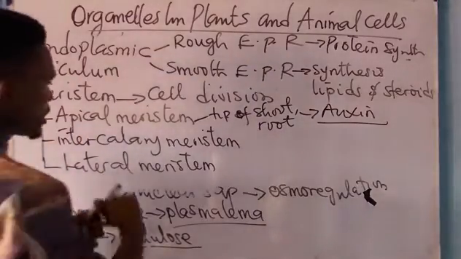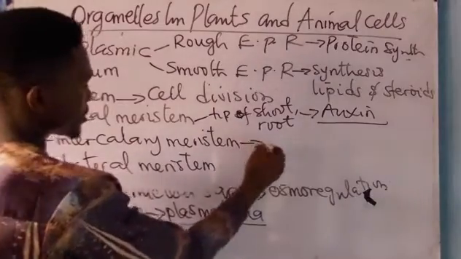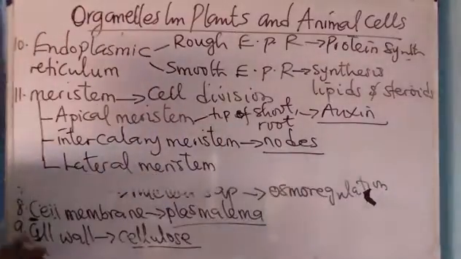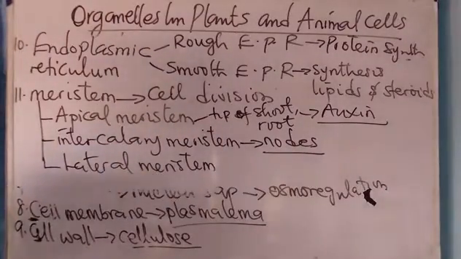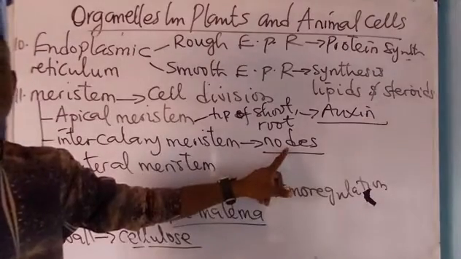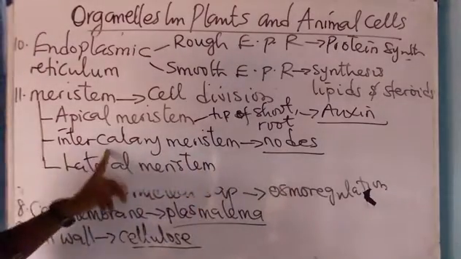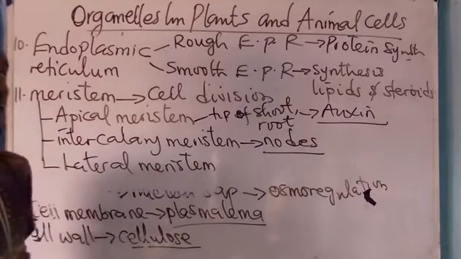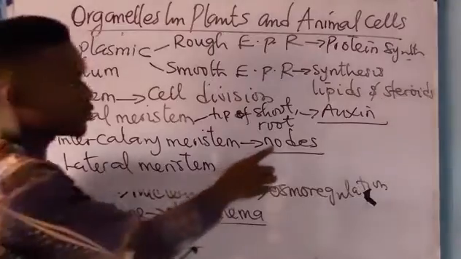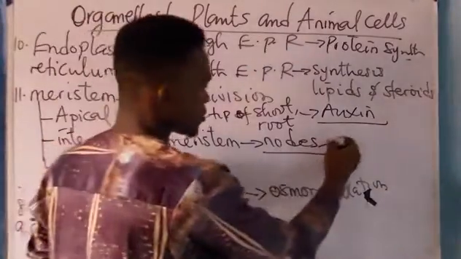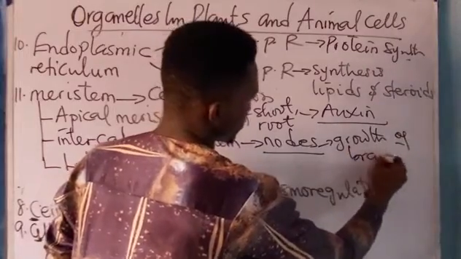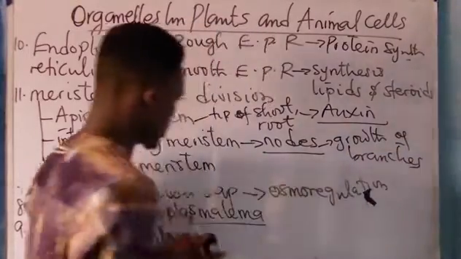Now, the intercalary meristem is the type of meristem found in the nodes of plants. You know that it is from the nodes that you have branches emanating. You therefore see that intercalary meristem triggers the growth of branches from the nodes. It triggers the growth of what? Branches. Take note of that.